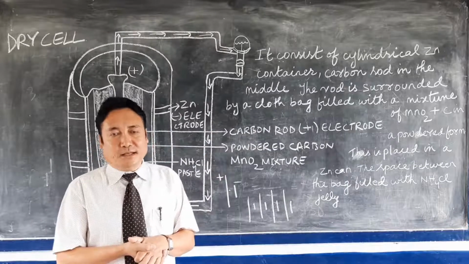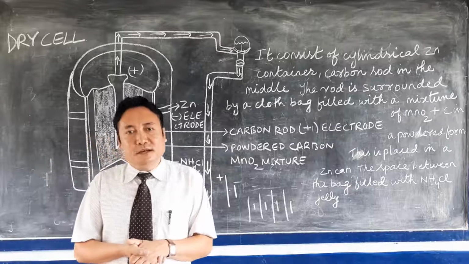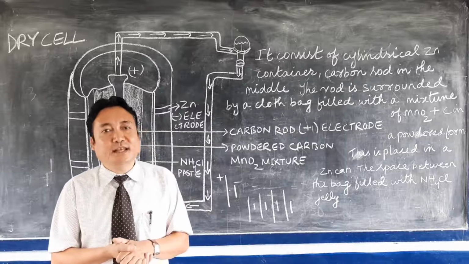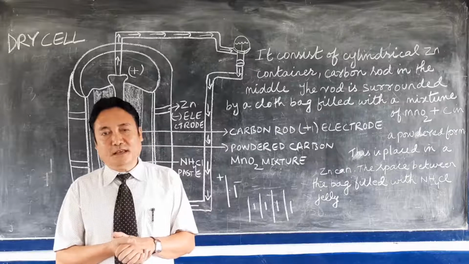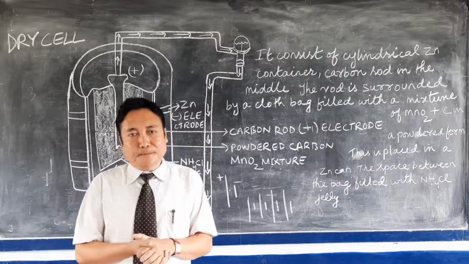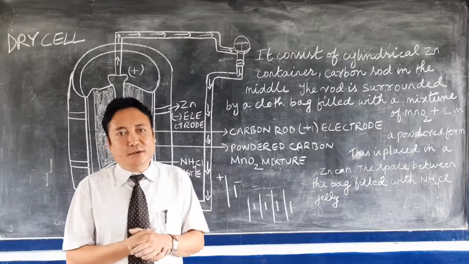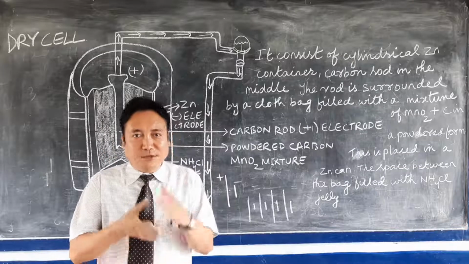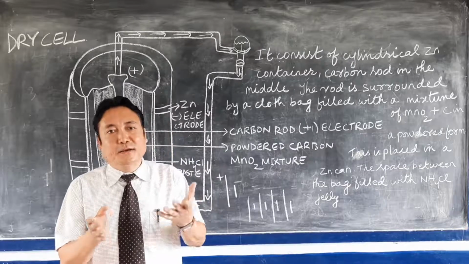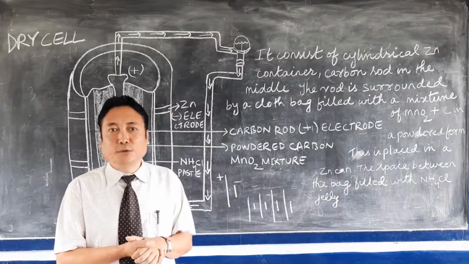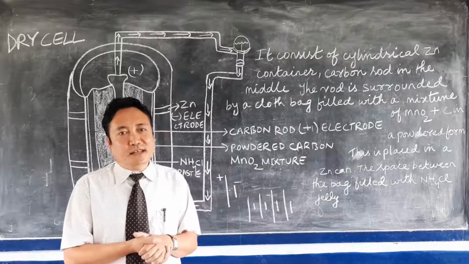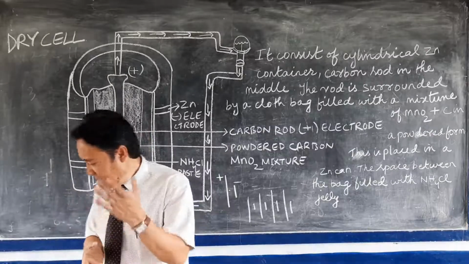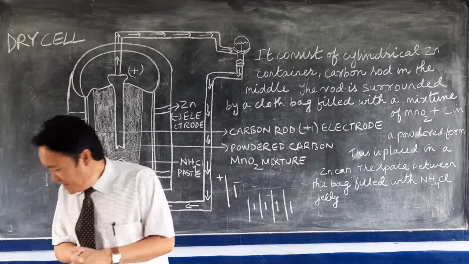This dry cell was discovered by a French scientist, Georges Leclanche, in 1865. Now let us come to the construction and working of a dry cell. The dry cell can be used in a battery also. Though the name dry cell is given, it is not dry. It is only comparatively dry.